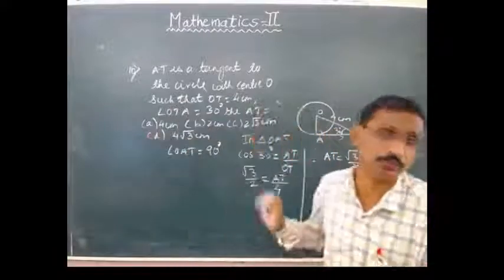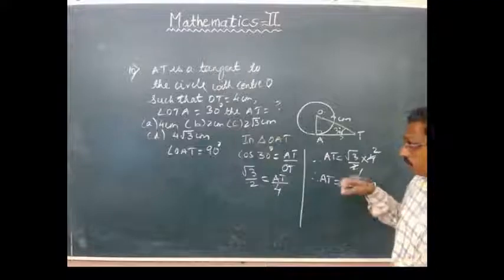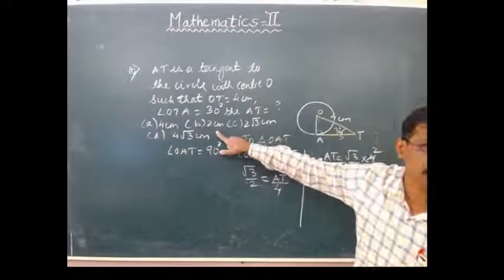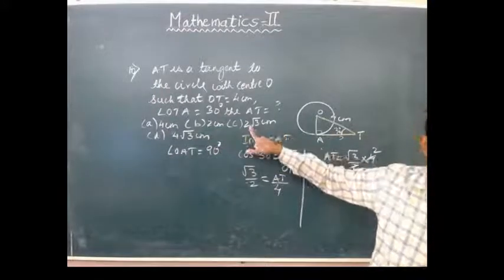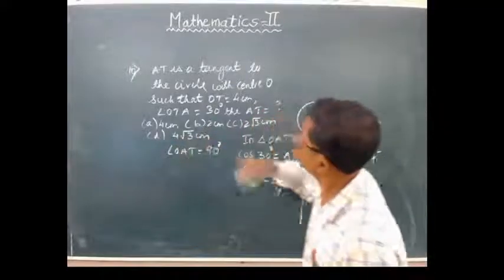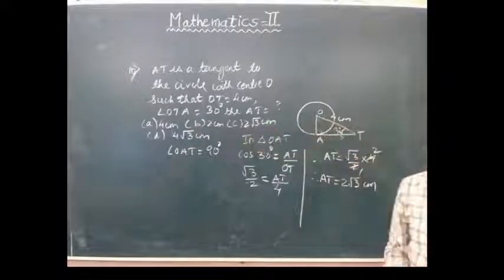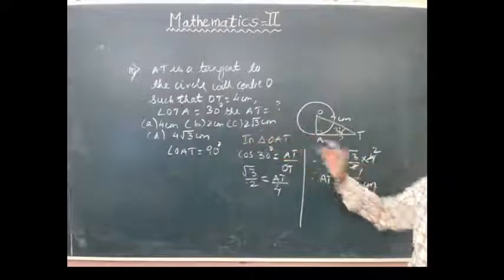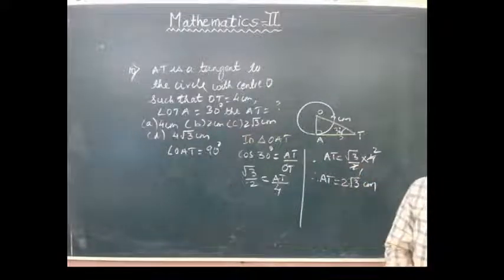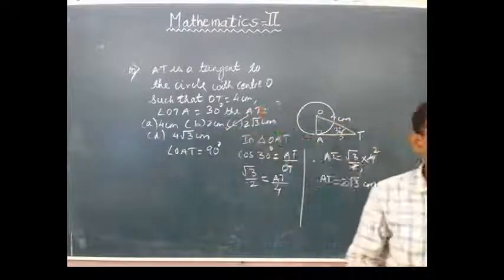Now let us look at our options. Our answer is 2 root 3 centimeter. Option number A, 4 centimeter. Option number B, 2 centimeter. Option number C, 2 root 3 centimeter. Option number D is 4 root 3 centimeter. Now, which of these options is right? Our answer matches with the C option. That means option number C is correct.